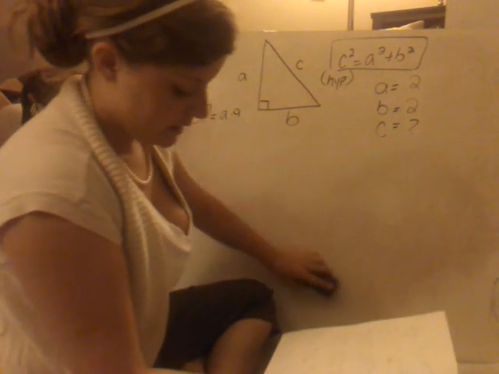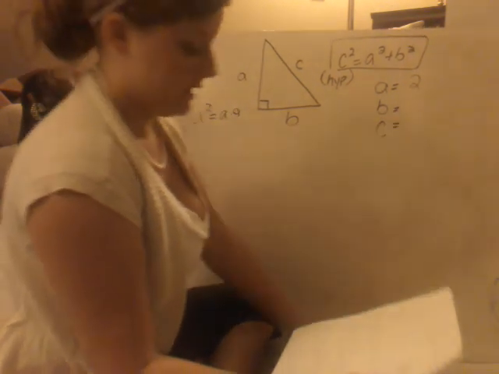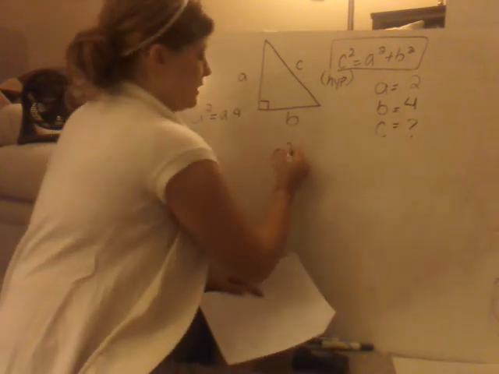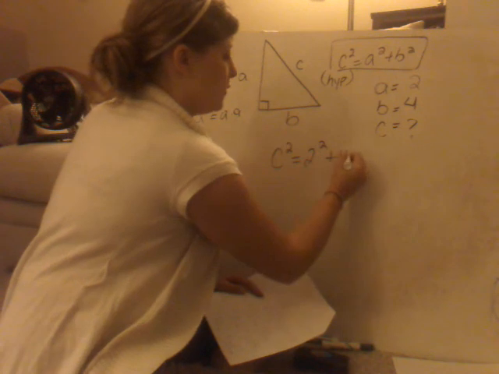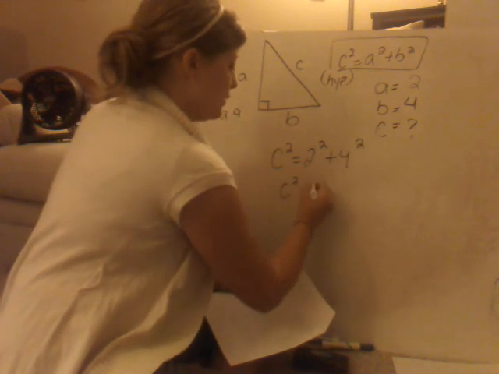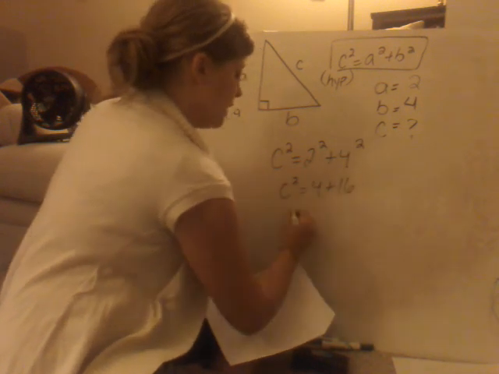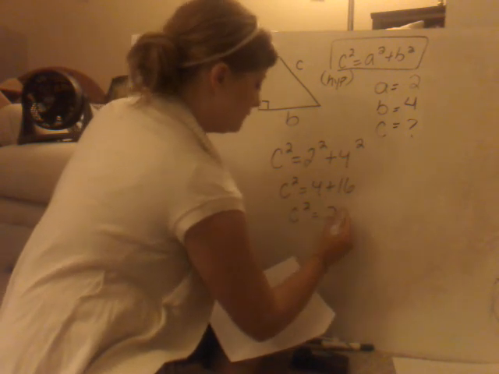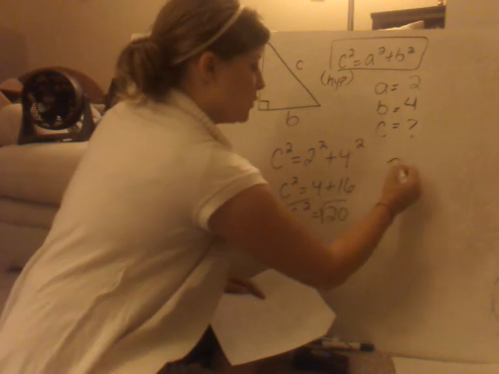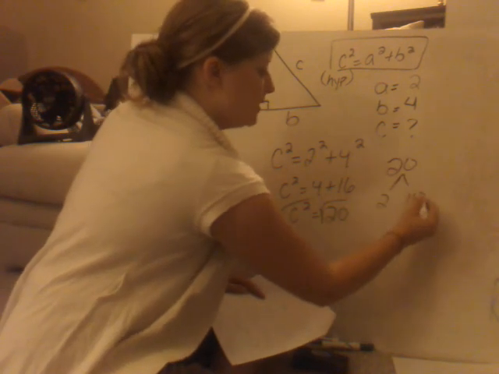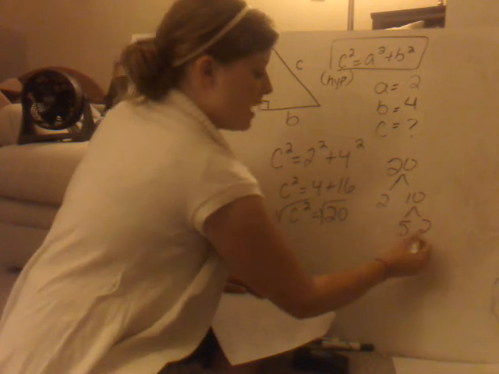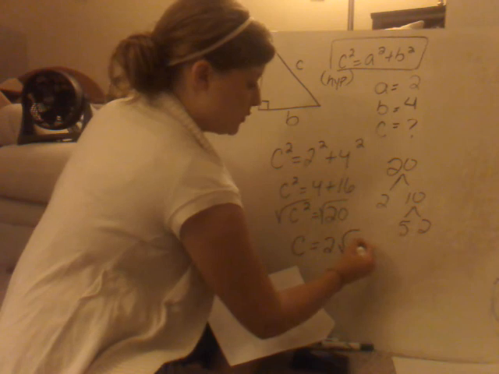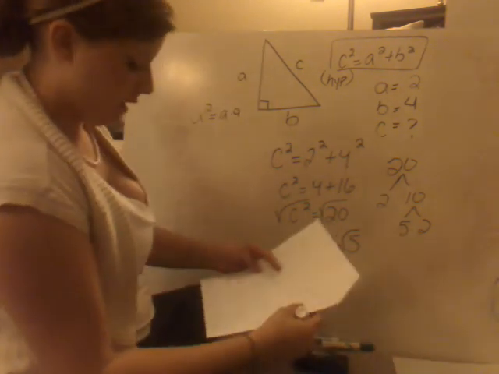Alright, next, number 24. A is equal to 2, B is equal to 4. I'm still looking for C. C squared is equal to 2 squared plus 4 squared. C squared is equal to 4 plus 16. C squared is equal to 20. I take the square root. 20 is 2 times 10. 10 is 5 times 2. I have 2 2's. So I have C is equal to 2 square root of 5. And that's number 24.